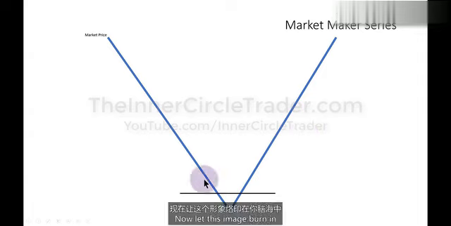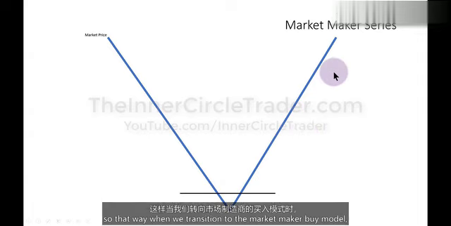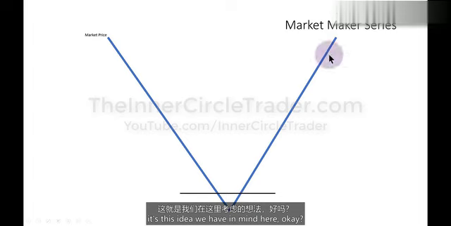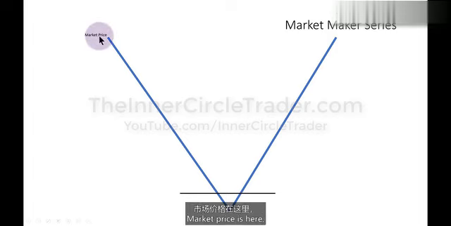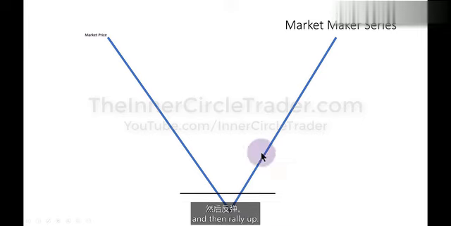Now let this image burn in, so that when we transition to the market maker buy model, it's this idea we have in mind here, okay? Market price is here. We're expecting it to trade down to a key level and then rally up.